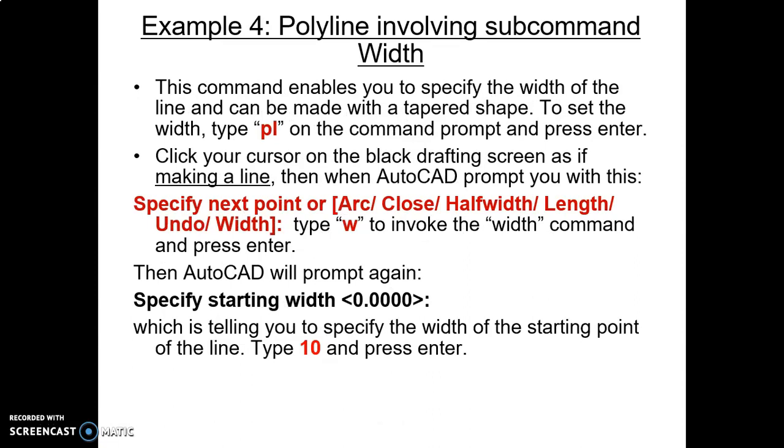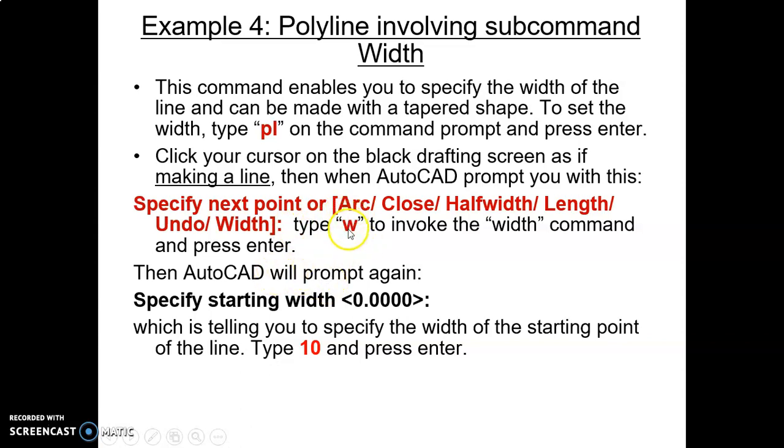Next, example number 4, polyline involving subcommand width. This command enables you to specify the width of the line and can be made with a tapered shape. To set the width, type PL on the command prompt and press enter. Then click your cursor on the black drafting screen, for example, to make a line. When AutoCAD prompts you with specify next point, you type width, or its shortcut W, and then press enter.